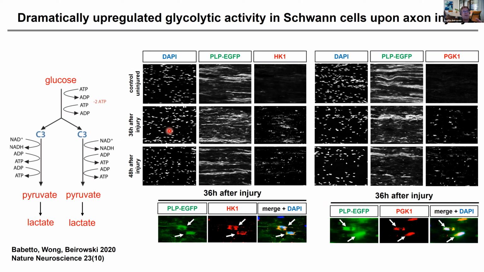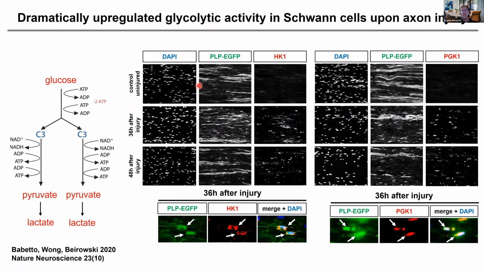So, glycolysis is a 10-step metabolic process. So there are 10 enzymes involved. And we found dramatic upregulation of literally all these enzymes in injury-activated Schwann cells. Here you see on the right-hand side examples of the first enzyme of glycolysis, hexokinase. And here's the 7th enzyme of glycolysis, phosphoglycerate kinase.